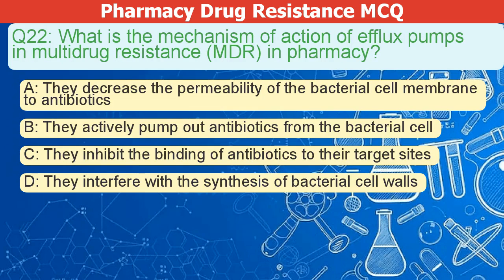What is the mechanism of action of efflux pumps in multidrug resistance, or MDR, in pharmacy? A. They decrease the permeability of the bacterial cell membrane to antibiotics. B. They actively pump out antibiotics from the bacterial cell. C. They inhibit the binding of antibiotics to their target sites. D. They interfere with the synthesis of bacterial cell walls.